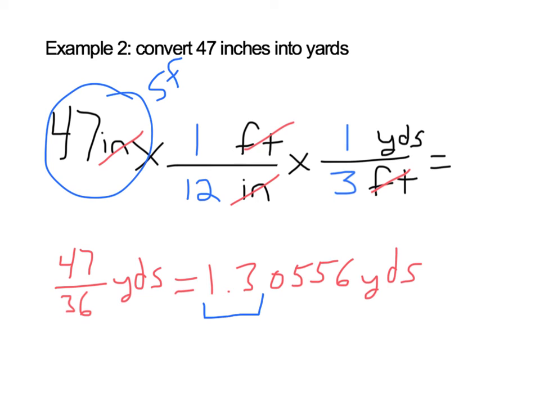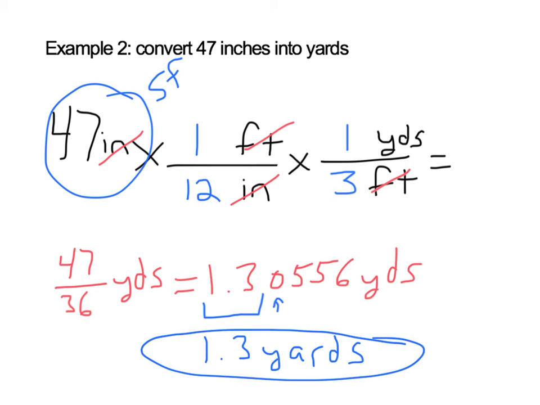Now, can I just cross that out, 0.556? You have to round. What does that 0 do right there? Does it round up or down? Does it make the 3 stay the same, or does it go up to a 4? 3 stays the same. So I'm going to write my answer as 1.3 yards. I know I'm writing it all out. And that is the correct answer with significant figures.